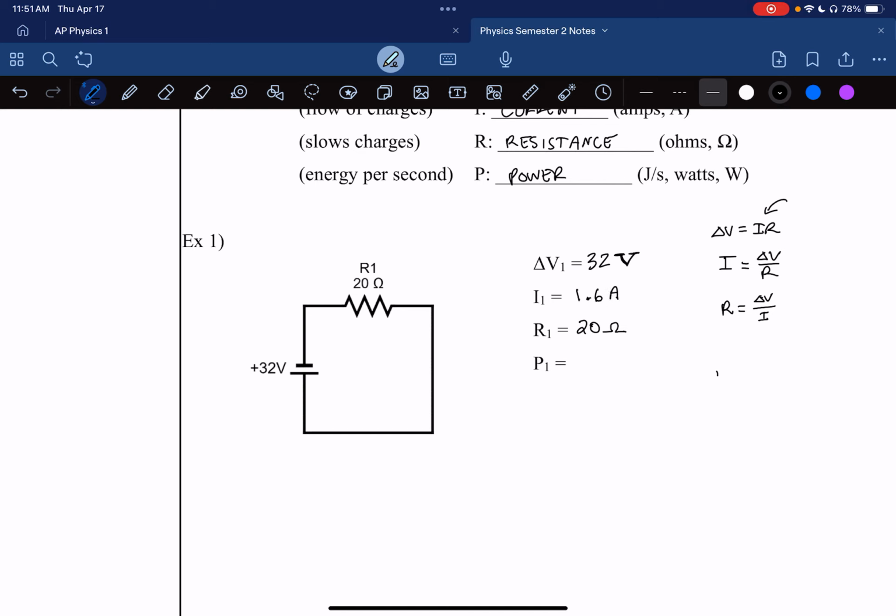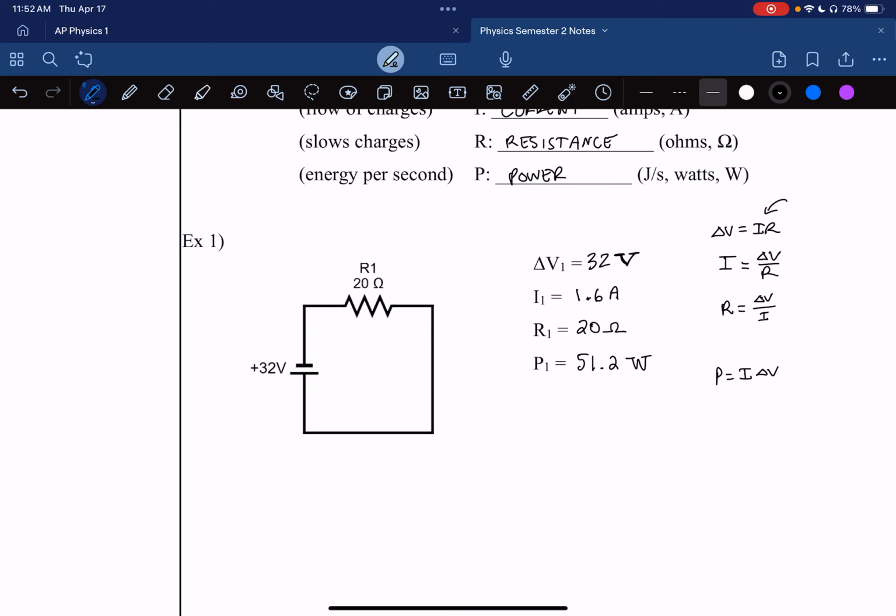And power is I times delta V. So we multiply these two numbers. That's 32 times 1.6, which is 51.2. And power is in watts. So what do all these numbers mean?